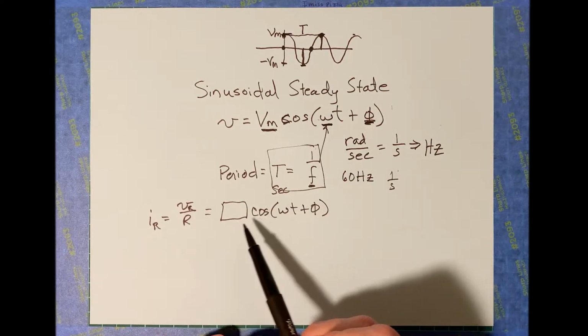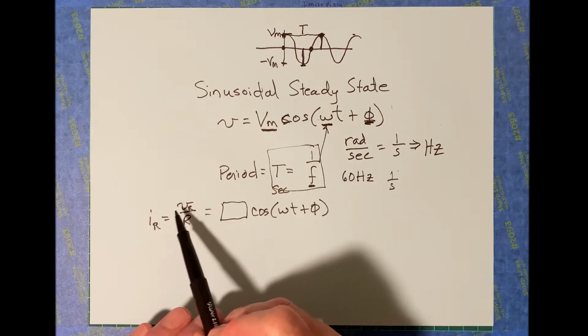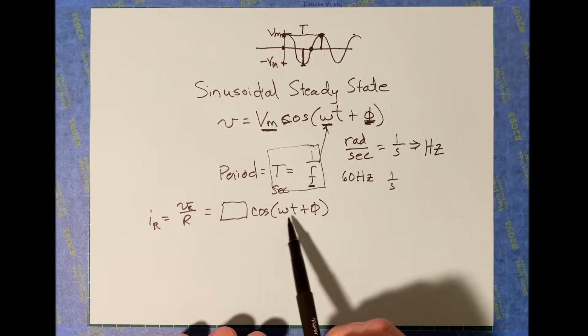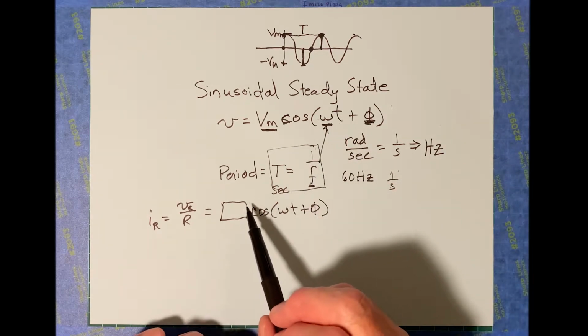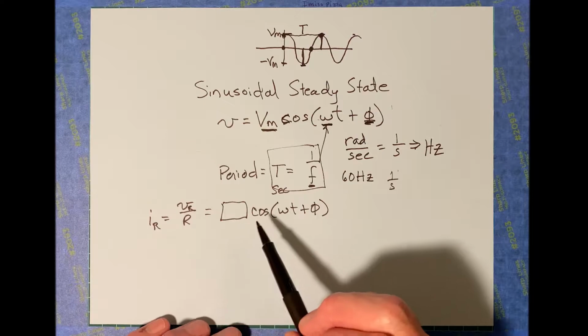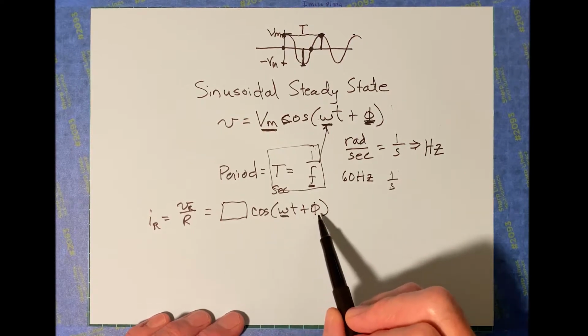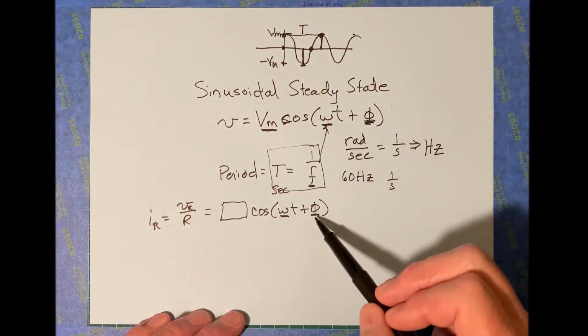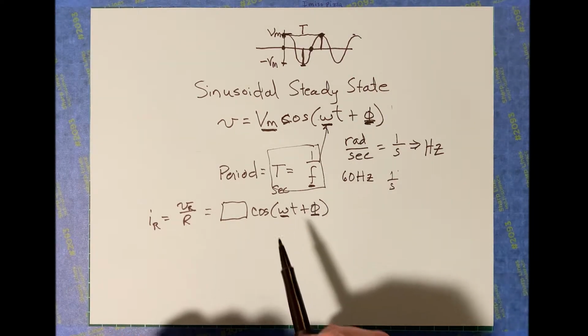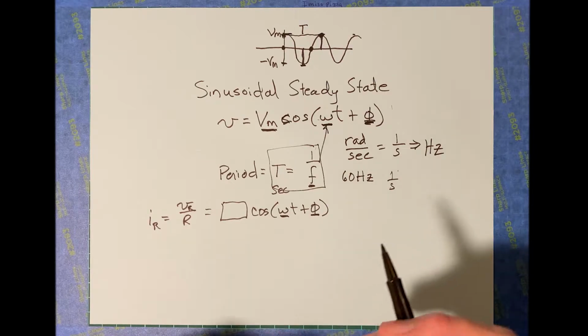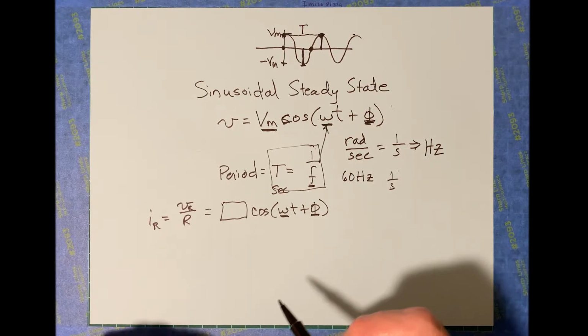I want you to notice that the voltage and the current functions look almost identical here for a resistor. The thing that's different is the amplitude out front, but they have the same frequency and exactly the same phase angle. Now that may not be the case. In fact, it will not be the case for the other components that we're going to talk about.